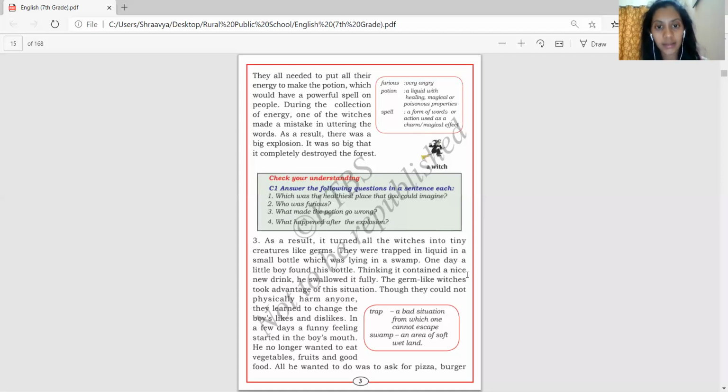As a result, it turned all the witches into tiny creatures like germs. So what happened? It did the opposite effect. Instead of turning somebody else's desire not to live, there was an opposite effect. It turned the witches into small creatures. So tiny means small, very small in size, like ants.